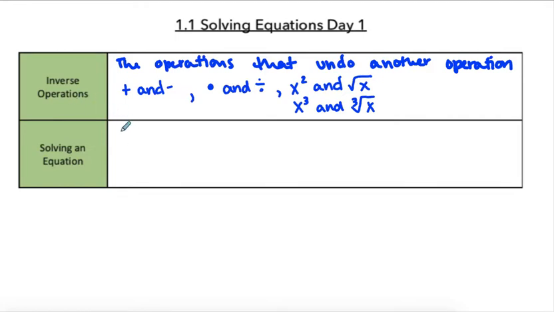Solving an equation tells us that we want to get a variable by itself. So if it says solve for x, we want to get x by itself. And the way that we do that, we get the variable by itself by using inverse operations.